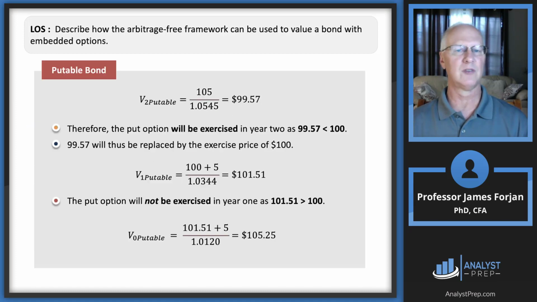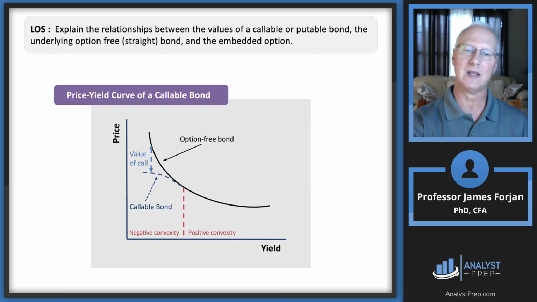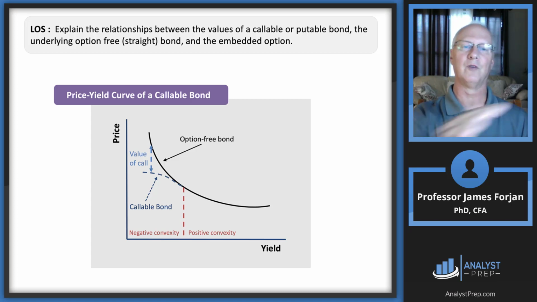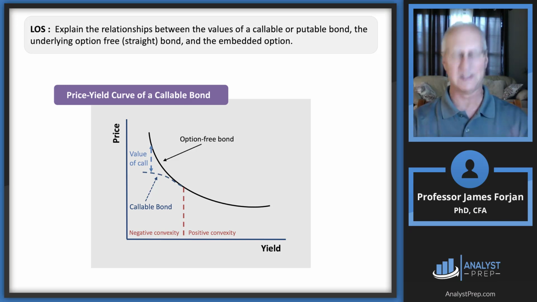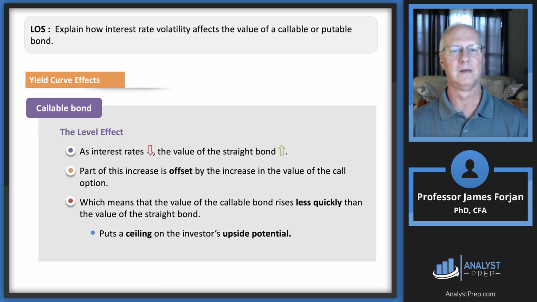And let me just go way back here. That's what that negative convexity is, as it curves over this way to the vertical axis. Think of that as the ceiling on the bond. Let me make sure I get back to it. There we go, the bottom blue point puts a ceiling on the investor's upside potential.